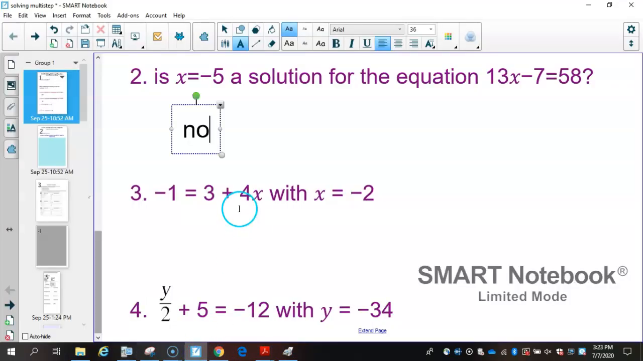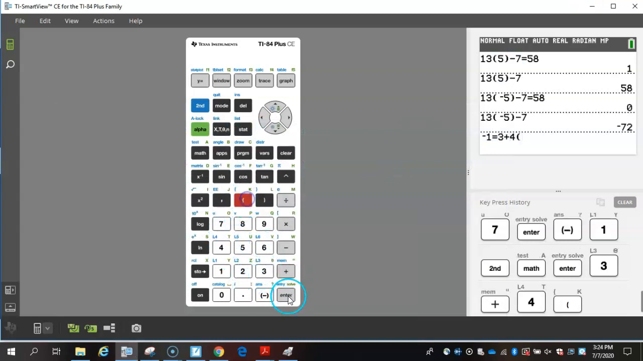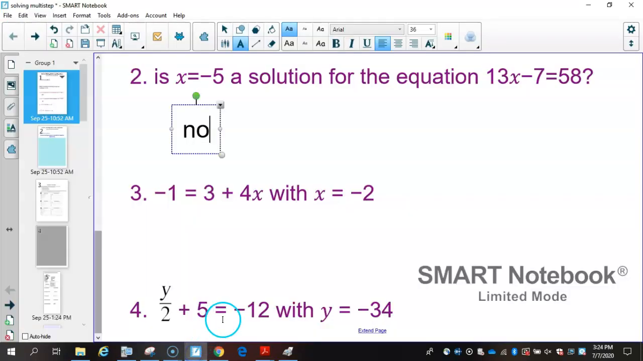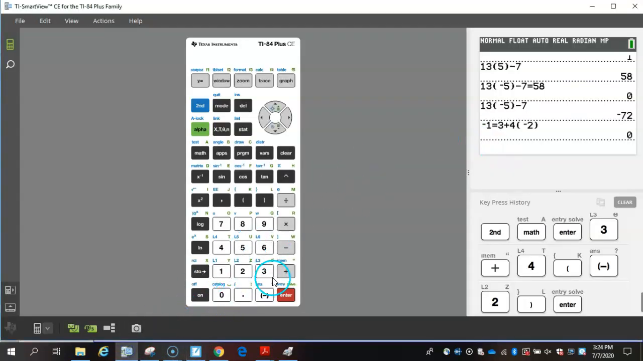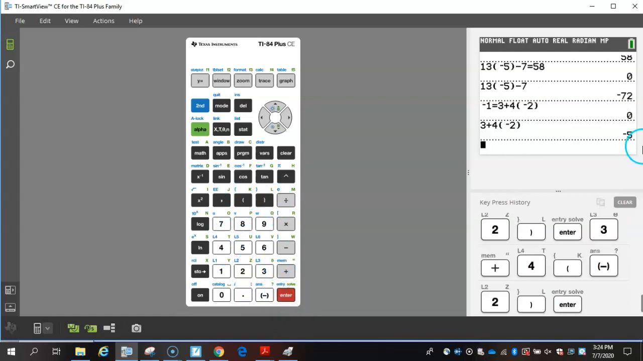Now I've forgotten the problem. 3 plus 4x with x equal to negative 2. 3 plus 4 times negative 2. Here the calculator is saying this is not a solution. Let me make sure I've typed it in correctly. Yes. Let me put this right side in and see what it actually does equal. So 3 plus 4 times negative 2 is negative 5, which is not equal to negative 1. So this cannot be a solution.